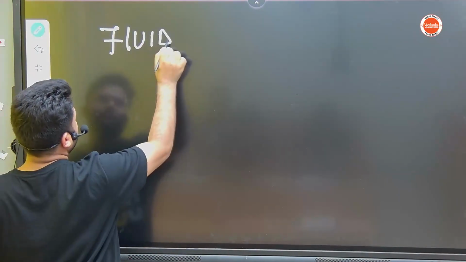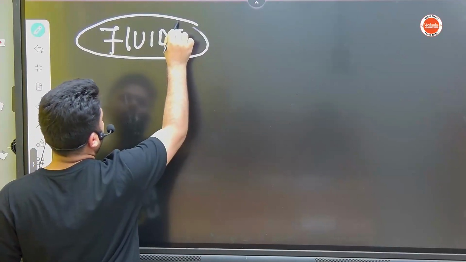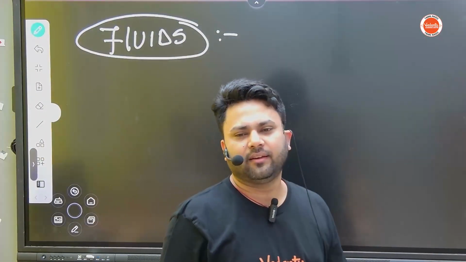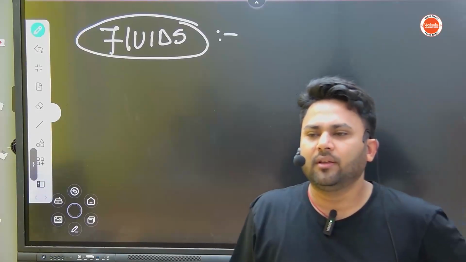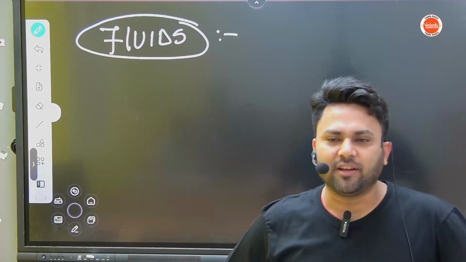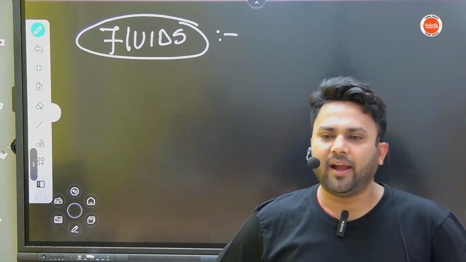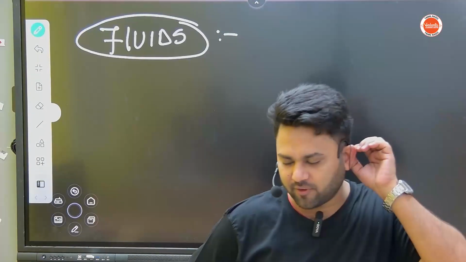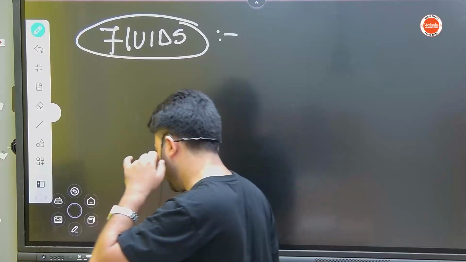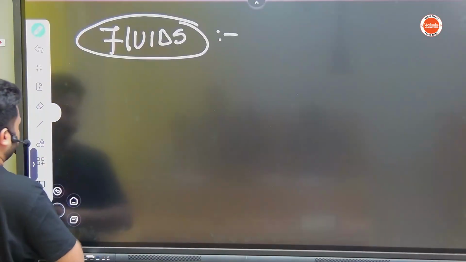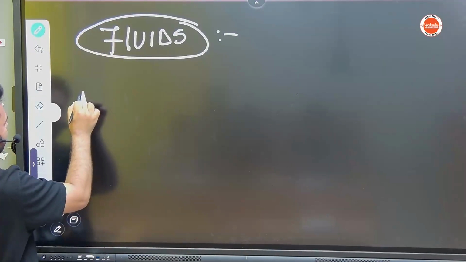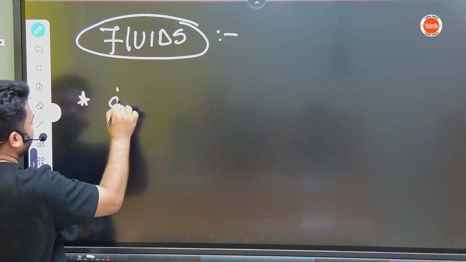Fluids. Fluids means not only liquids. Normally we think that fluid means just liquids, but liquids and gases, both we consider fluids. First of all, you should understand the first concept from which questions are being asked, that is density.